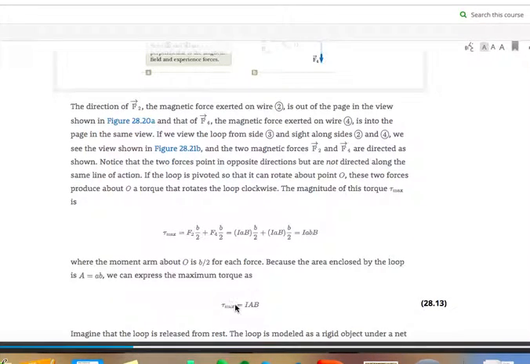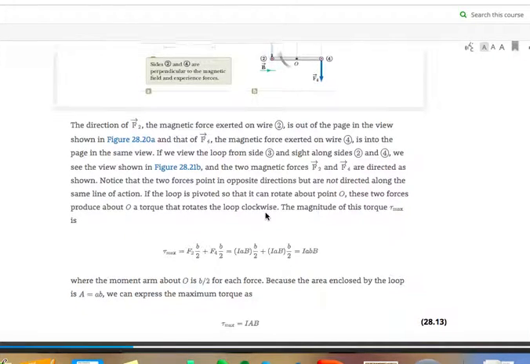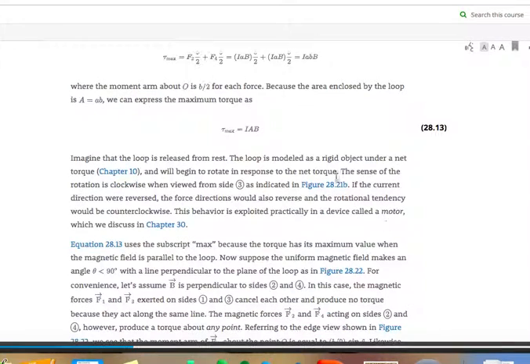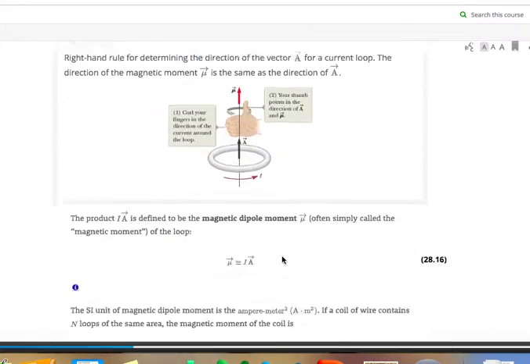And that torque is maximum when the magnetic field is parallel to the loop. In other words, the area is parallel to the magnetic field lines. Then you get IAB. That's the maximum. If this thing is turned so that theta is 90 degrees, then it experiences no torque, but it probably has some momentum which keeps it rotating. So that's where you're getting IA cross B.